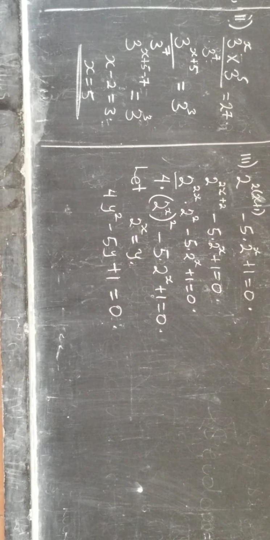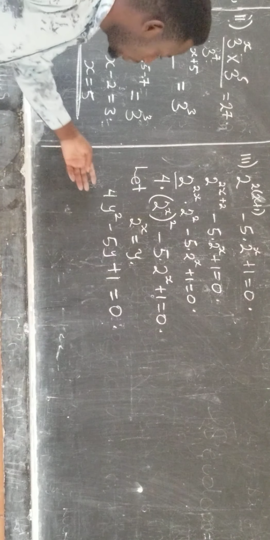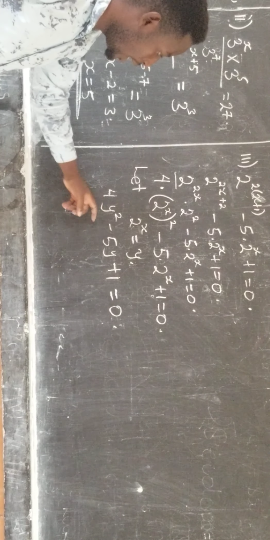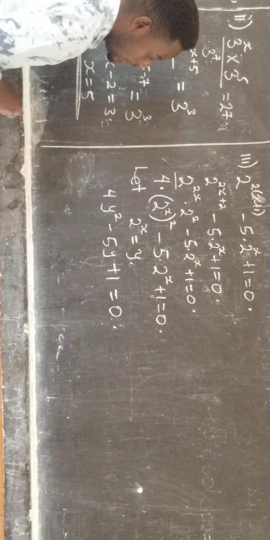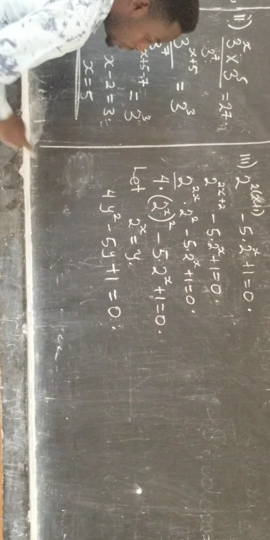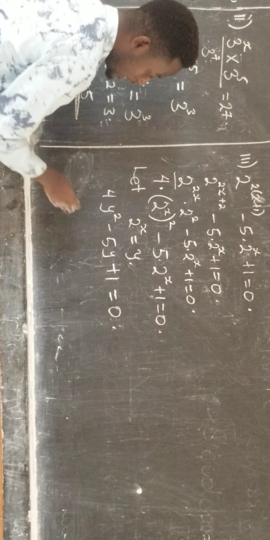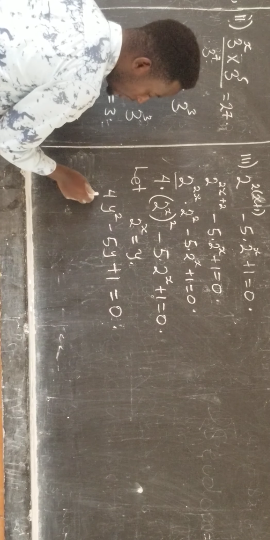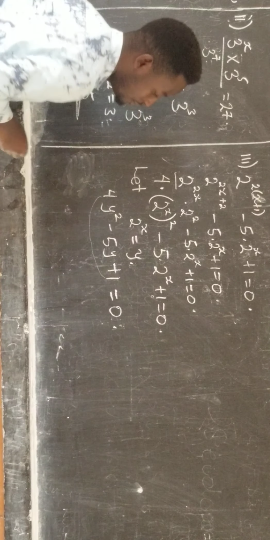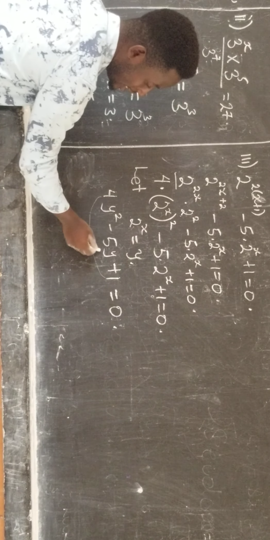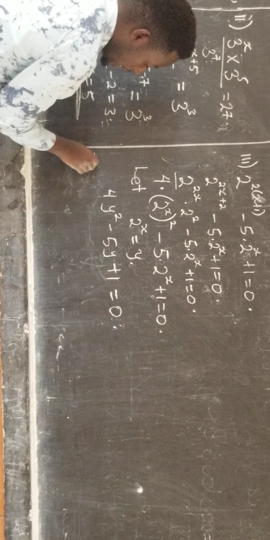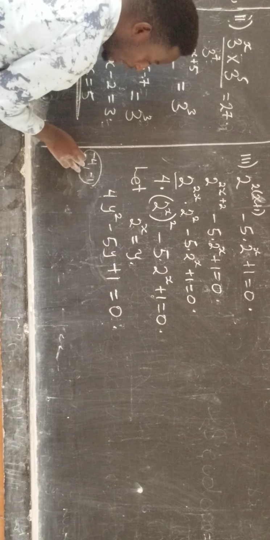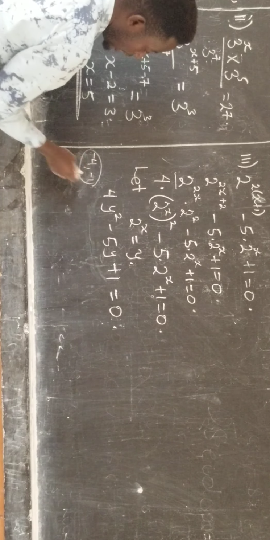Solving the quadratic equation will help me get the value of y, and then I can substitute y here to get the value of x. Then I will have solved the equation. So in this case, we need to get 2 numbers whose multiplication will give us 4 times 1, which is 4, and whose addition will give us minus 5. Those numbers are actually minus 4 and minus 1. So I'm going to replace minus 5y with minus 4y minus y.